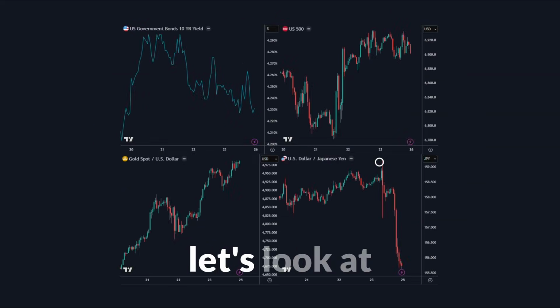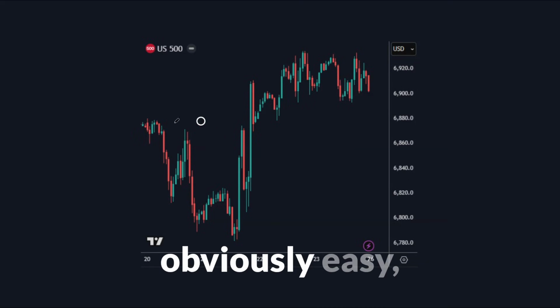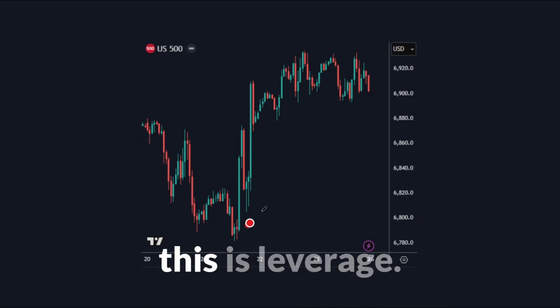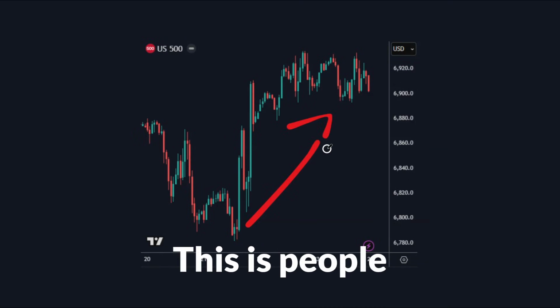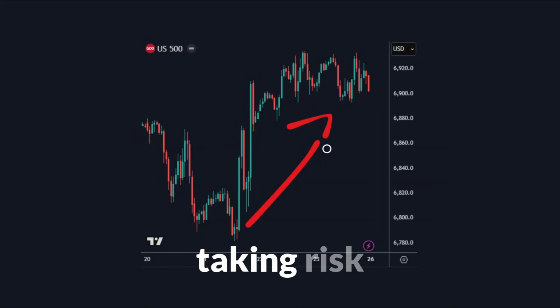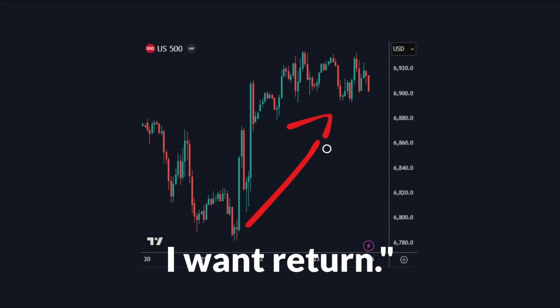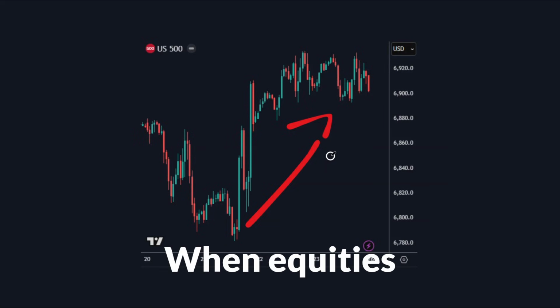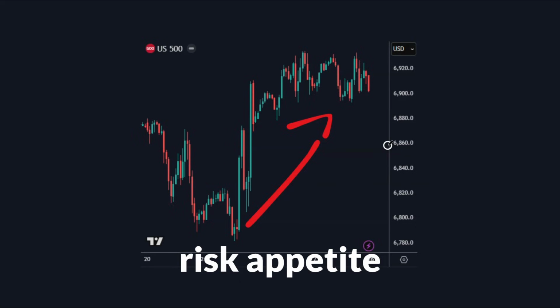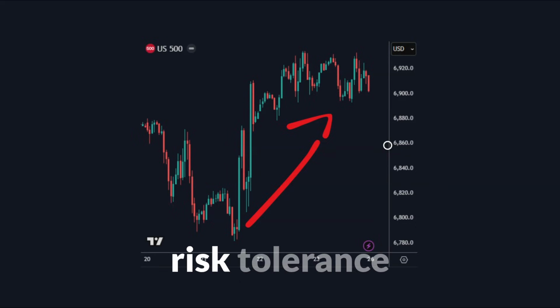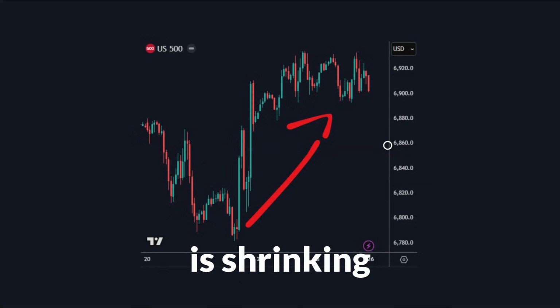That said, let's look at the S&P 500 now. This one's obviously easy. This is confidence. This is leverage. This is people saying, I'm comfortable taking risk right now. I want return. When equities are up, there's obviously risk appetite. When equities are down, risk tolerance is shrinking a little bit. It's getting a little bit more defensive.